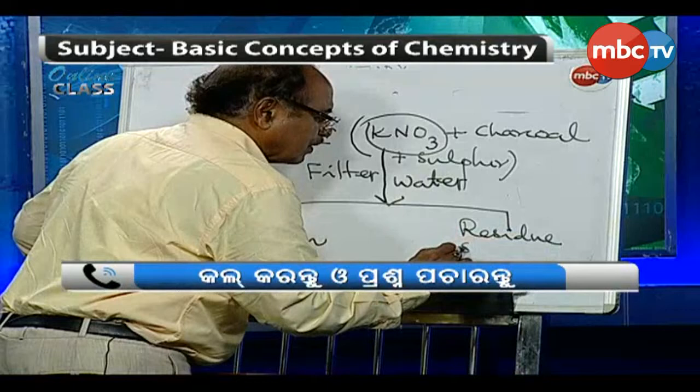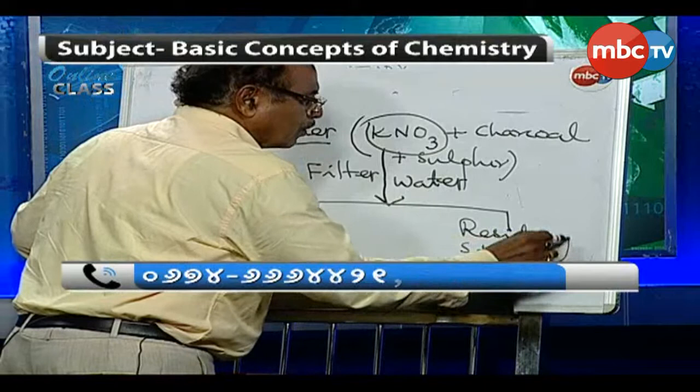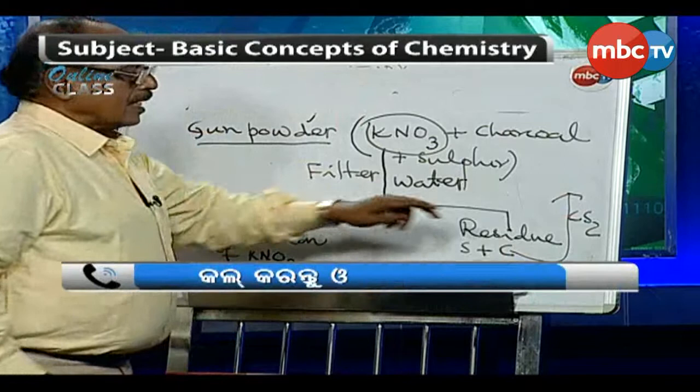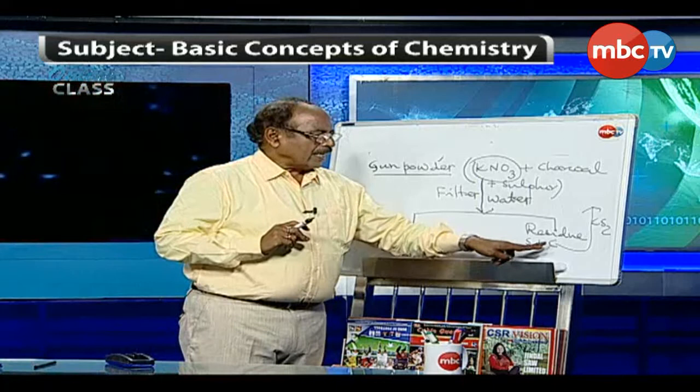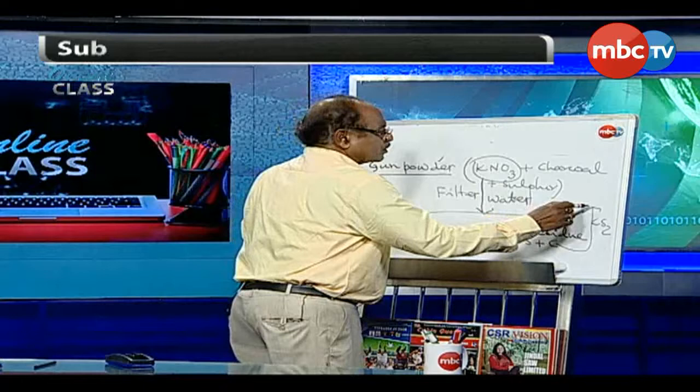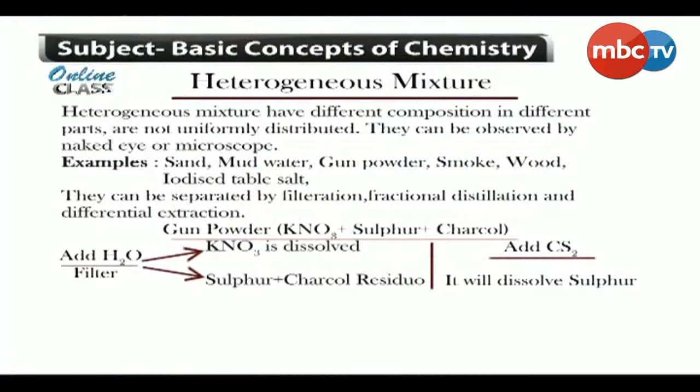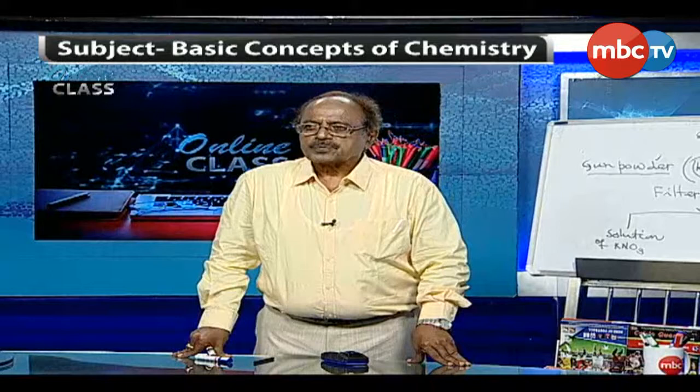Now if we add carbon disulfide, CS2, to this sulfur and charcoal powder, the carbon disulfide will dissolve the sulfur and form a homogeneous system, a solution, and the carbon remains as a residue. So we get the solution of sulfur in carbon disulfide, and we have the charcoal as the residue. This is the way we can separate a heterogeneous mixture by the simple process of adding a liquid and then filtering it.